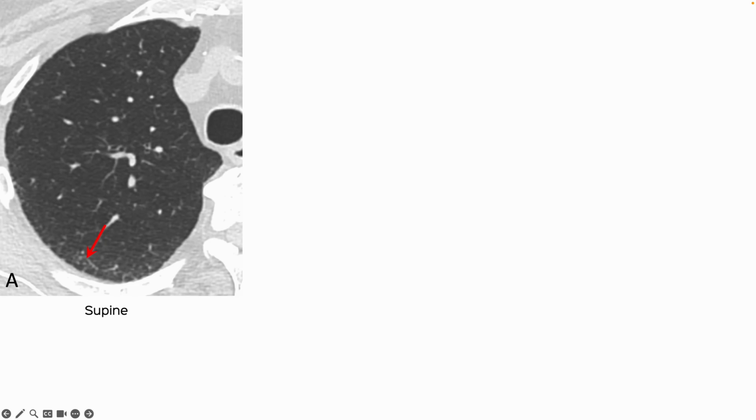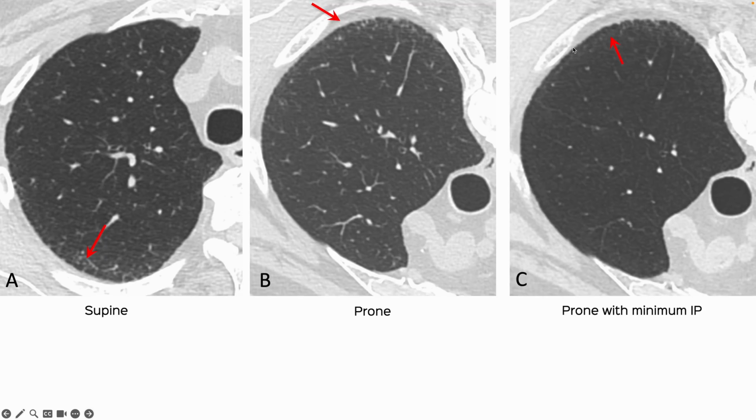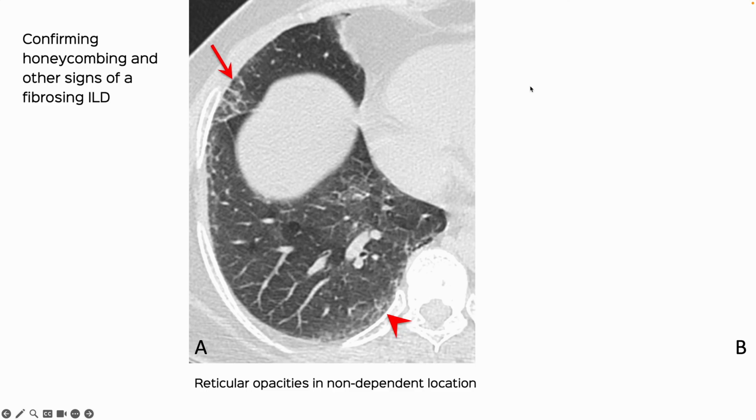The other thing is identifying honeycombing. It's not clear whether there's honeycombing. This is a non-smoker, so this is not paraseptal emphysema. But in the prone study, you can see these better. And then, of course, if you use minimum IPs, you can see them even better.